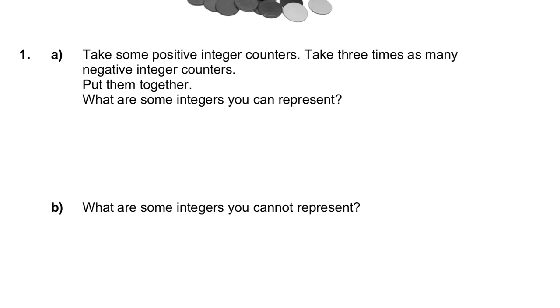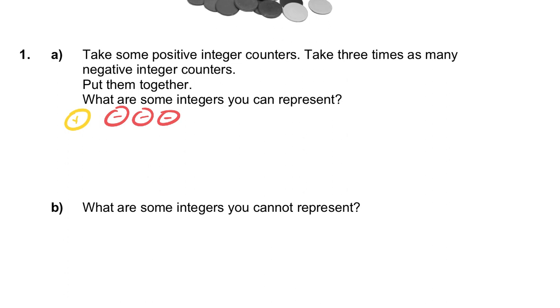Okay, let's say I start with 1 positive integer counter. Remember that if you're just using pencil, make sure you have that positive sign inside the circle. Then we take 3 times as many negative integer counters. So 3 times 1 is going to be 3. So I'm going to put 3 negative integer counters.